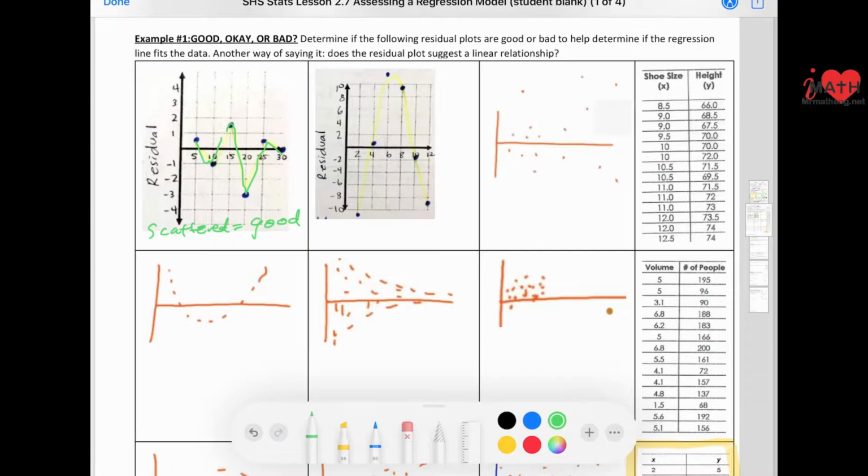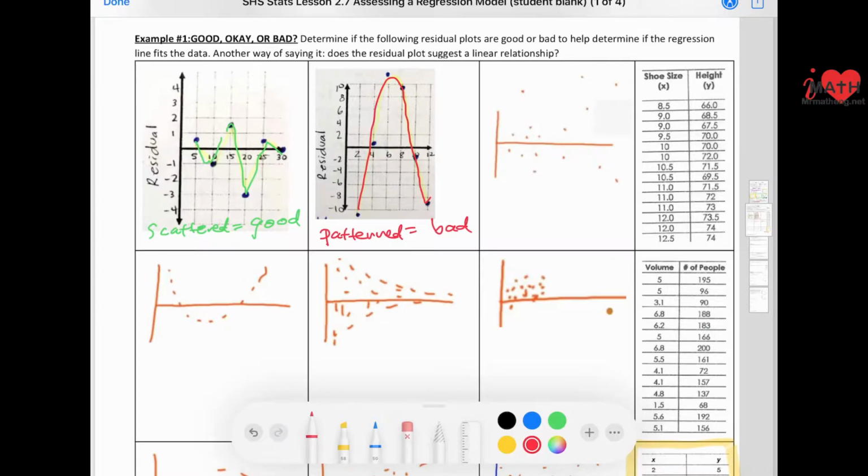Okay, let's look at this one here. Can you guys see a pattern? I can kind of see a pattern. The pattern has a pattern. It's curved. So we would say this is bad. We would say it's not good for a linear model. Okay, does that make sense?